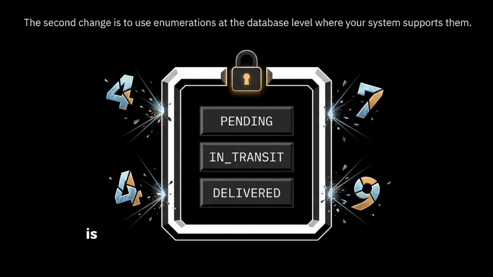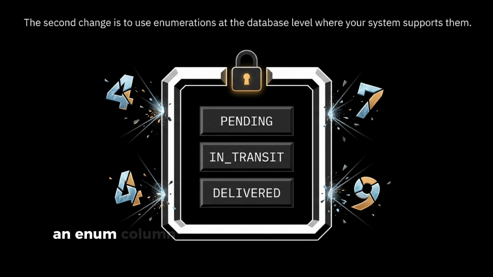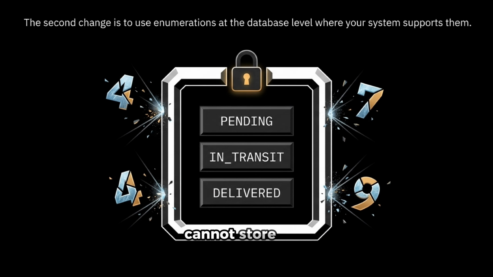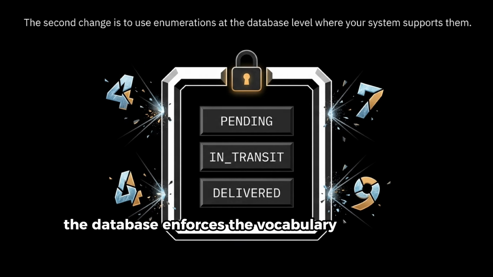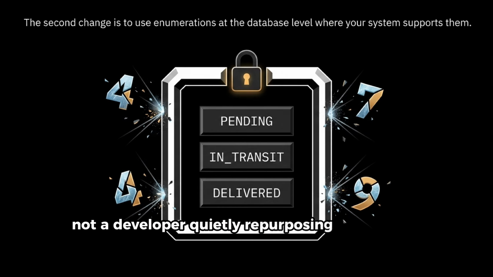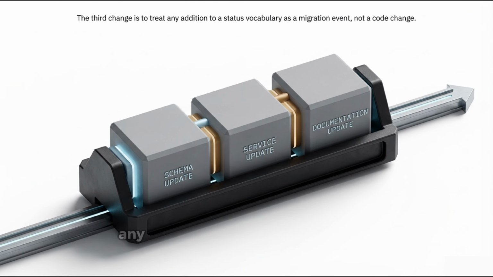The second change is to use enumerations at the database level, where your system supports them. An enum column that accepts only pending, in transit, delivered, failed, cannot store 2. It cannot store 7. It cannot store a value that has no meaning. The database enforces the vocabulary, not just the type. A new state requires a deliberate schema change, a migration, a code review, a documented decision, not a developer quietly repurposing an existing number at 11 p.m. before a release.